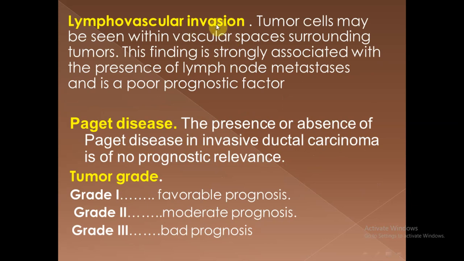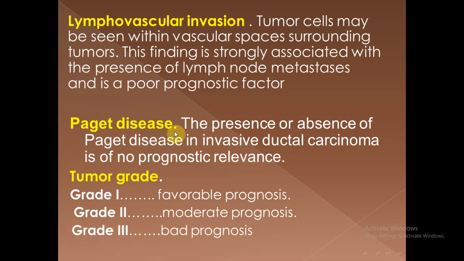Lymphovascular invasion. Sometimes when we examine the tumor microscopically, we see a lymphatic vessel or blood vessel which is involved and contains a cluster of malignant cells. Presence of these malignant cells within a lymphatic vessel or blood vessel microscopically makes the prognosis poor.